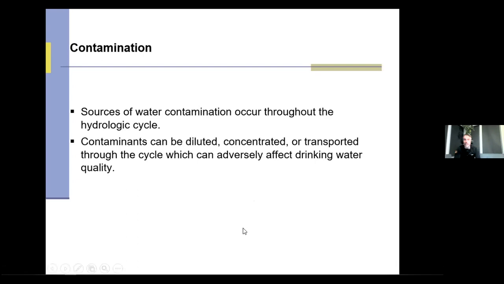Unfortunately, like all things, there is contamination. So contamination can occur throughout this entire hydrologic cycle. And that's a problem, and that's something to be aware of. Where are potential points of contamination? It can be diluted, concentrated, or transported through the cycle. And again, it will at some point affect your water quality and also affect the type of treatment that you will have to have.